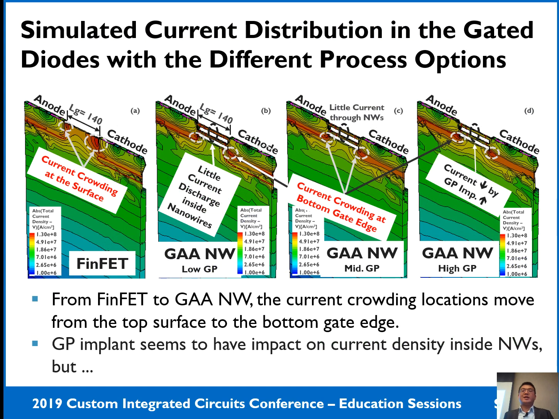So it's not related to the additional process option of this ground plane implant. Then what's the root cause for the difference between the Gate-All-Around ESD diode and the FinFET ESD diode? The TCAD simulation result will show more detailed information.